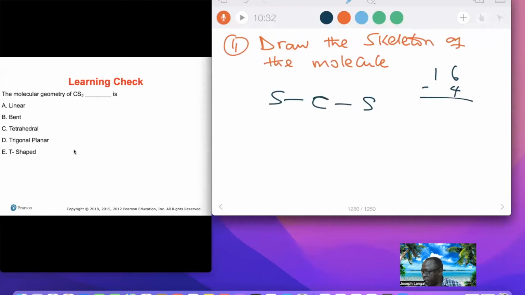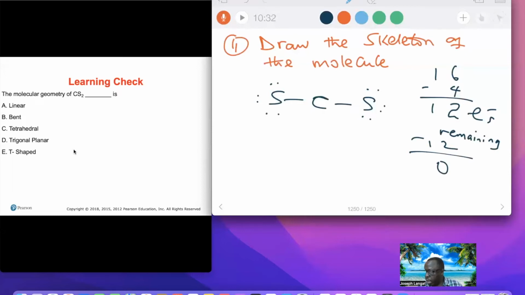So subtract 4. What remains? From 16 minus 4, 12 remain. So here we put 6 on each sulfur. So minus 12, 0 remaining.